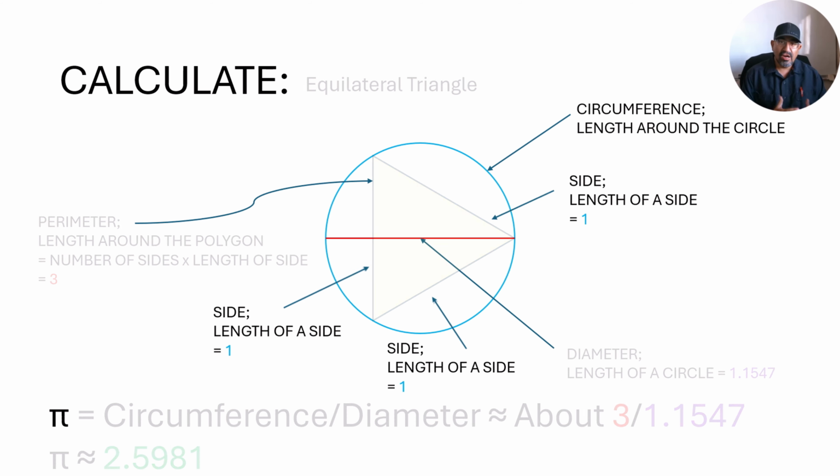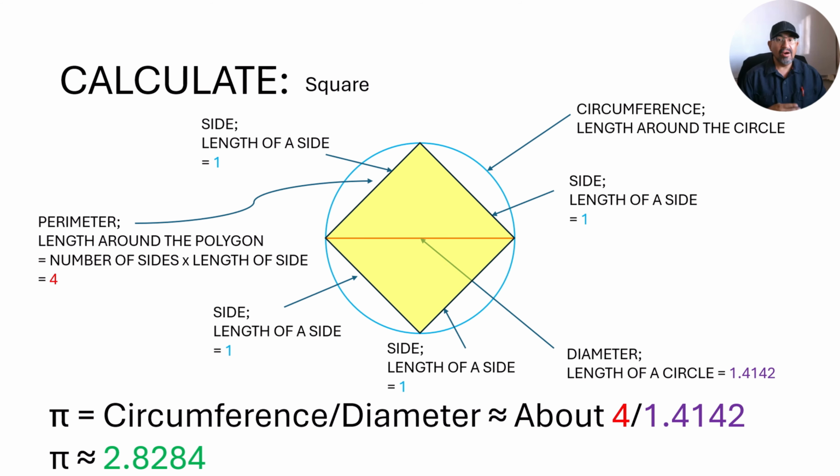Let's make the polygon a square. Now I have 4 sides, with 1 being the length of the side. So the perimeter is 4 inches. So we take the 4 divided by the diameter of the circle, you end up with pi equals 2.8284. And again, that's not right either, because there's still a gap between the square and the circle. So for us to get more accurate, we gotta increase the polygon.